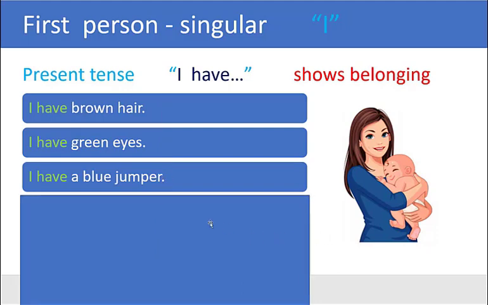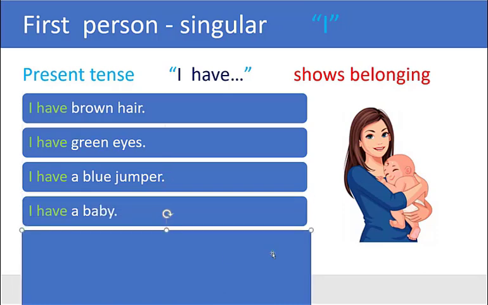Okay, the next one, I have a blue jumper. So she possesses a blue jumper, so she would say, I have a blue jumper. She's wearing a blue jumper now. And again, the next sentence, I have a baby. She has a baby now. It's in the present tense. So this shows first person, which is I, and it's in the present form, have. I have, and then whatever it is that belongs to her, she would say with that.